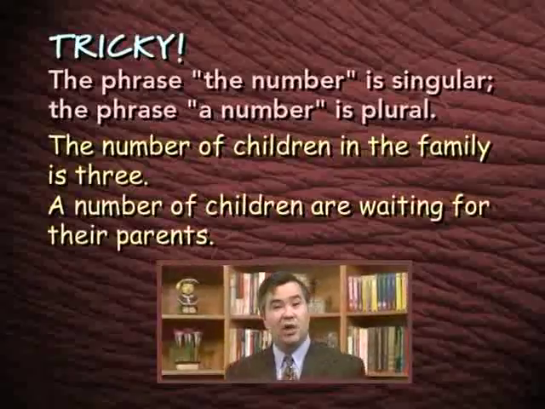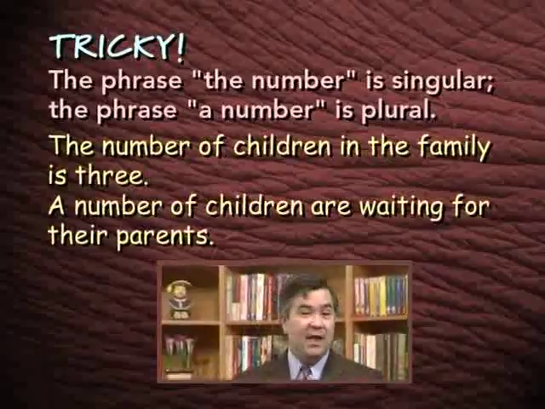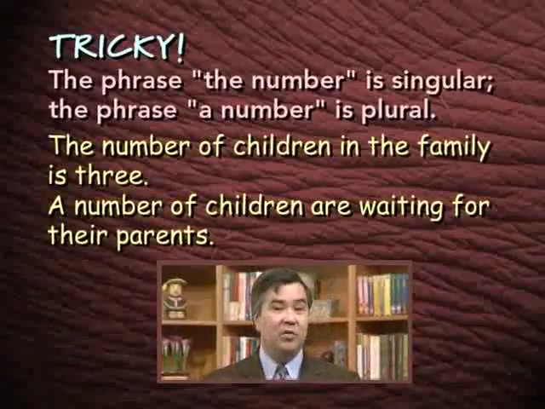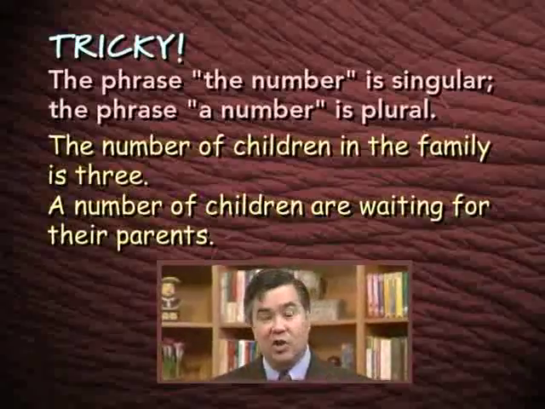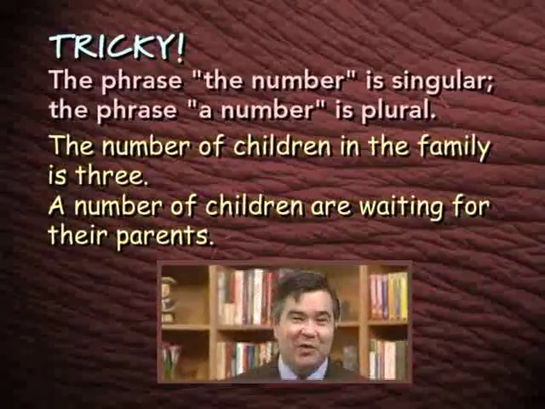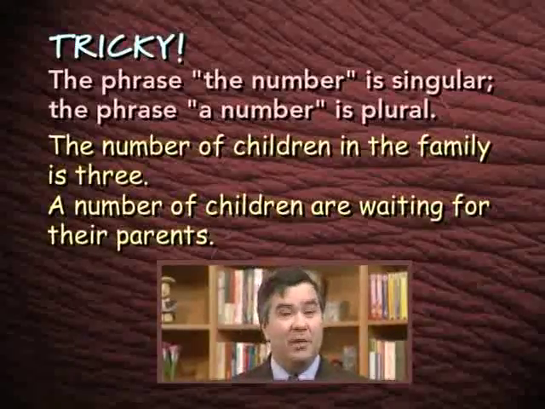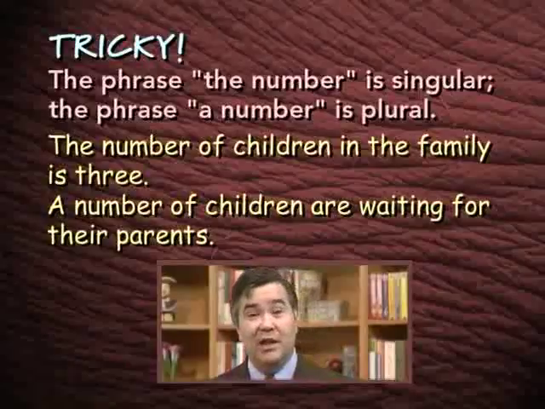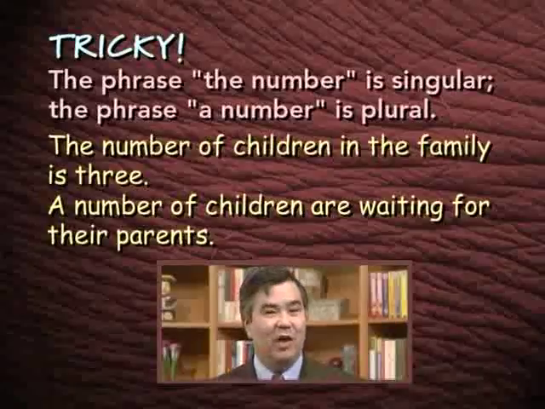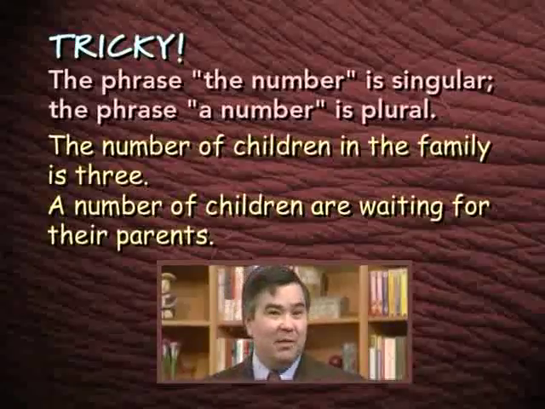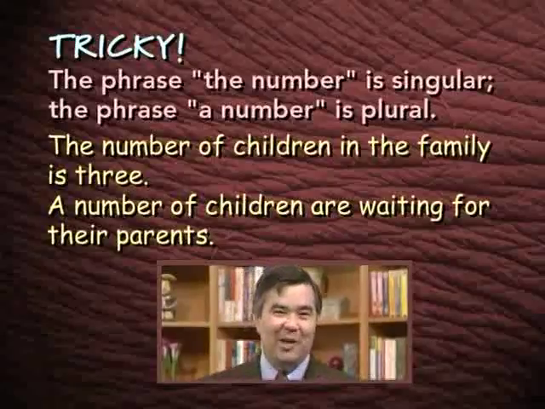Look at this example. A number of children are waiting for their parents. Now in this case, we're using the phrase a number, which may look very similar to the number. But in this context, what the phrase a number of children is referring to is several children, more than one child, 3, 4, 5 children. That's what we mean when we say a number of children. So in this case, the subject of the verb is really plural, and that's why the plural verb are waiting has been used. The basic rule that's easy to remember is the number is singular, a number is plural.